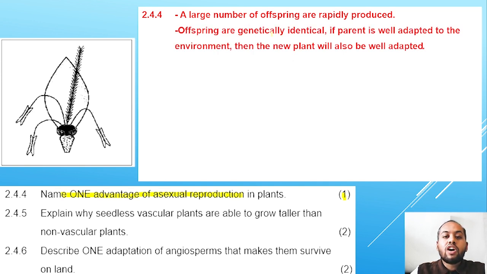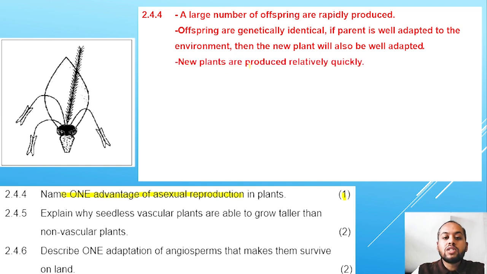Secondly, your offspring are going to be genetically identical. Why? One parent is involved. So therefore, the child is going to look exactly like that same parent. If the parent is well adapted to the environment, then the new plant will also be well adapted. For example, if the parent has certain characteristics where it's well adapted to the environment, then it goes without saying that the new plant will also be well adapted, because there weren't 2 parents involved. It was only one parent involved.